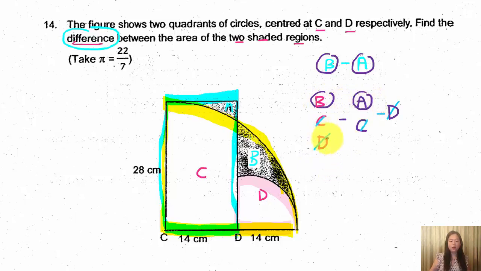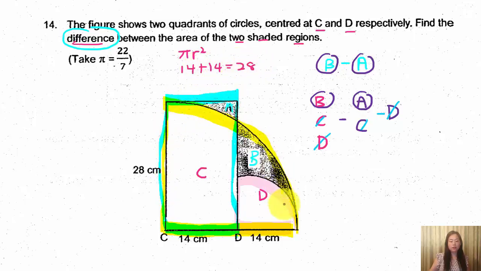So let's try to find B. The area of a circle is actually pi r squared. So pi is 22/7. So here we must know the radius here, which is 14 plus 14, and it is actually 28.